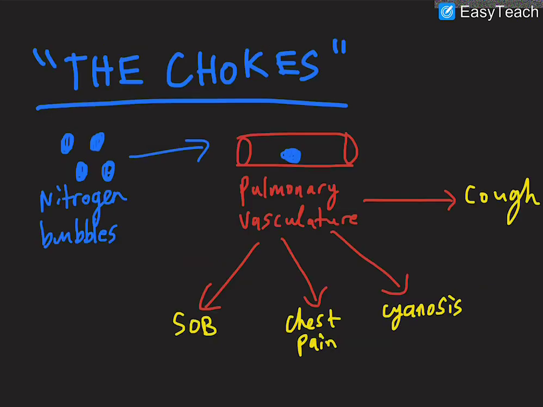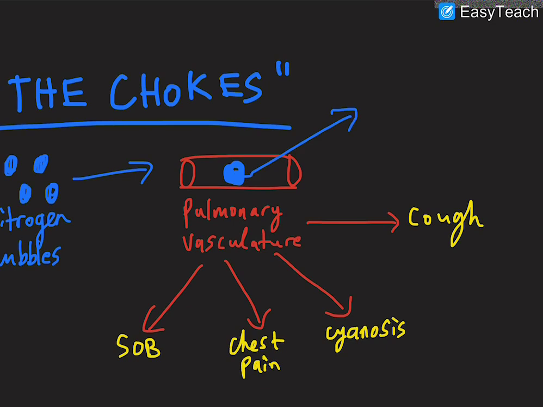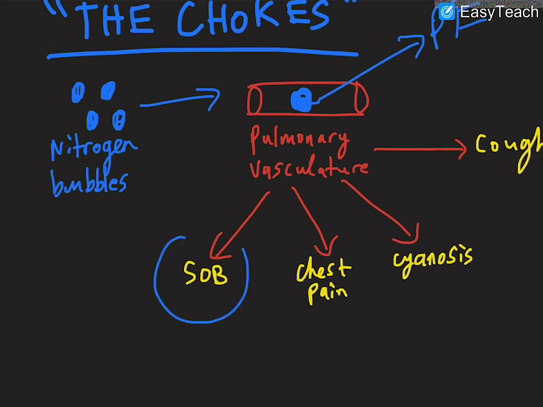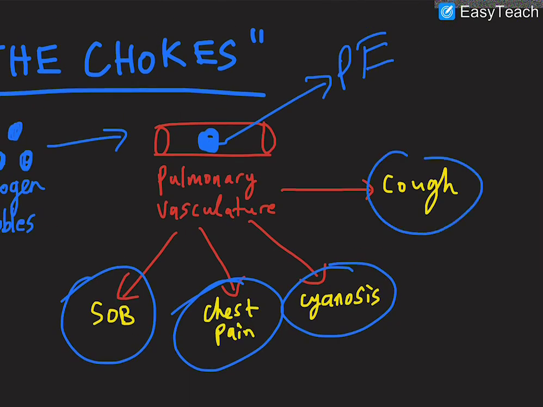But let's talk about the chokes now. In this type, again, rapid ascent: pressure reduces too quickly, nitrogen bubbles come out of solution, and they block off certain blood vessels. In the chokes, these nitrogen bubbles can deposit and block off blood vessels in the pulmonary vasculature. That means the chokes can have similar symptoms as a pulmonary embolism. So you can have dyspnea or shortness of breath, chest pain, cyanosis, cough, even hemoptysis.